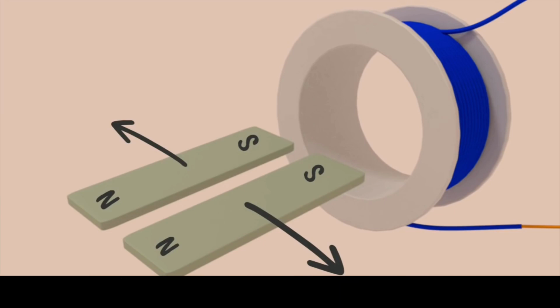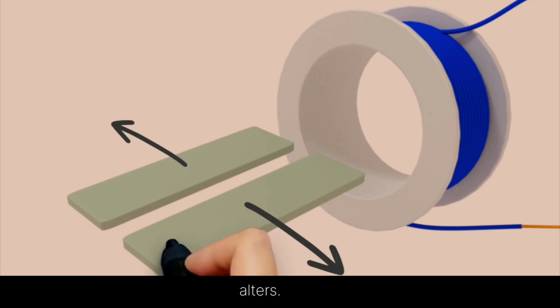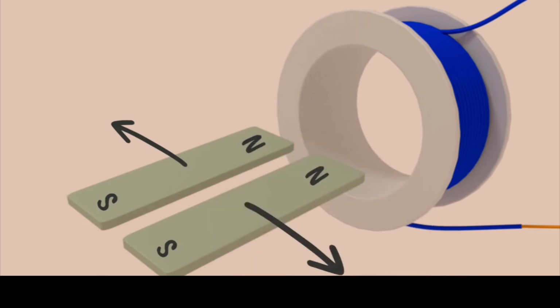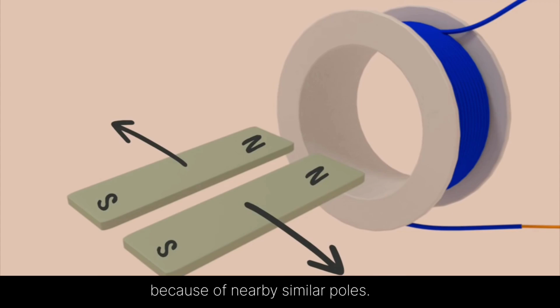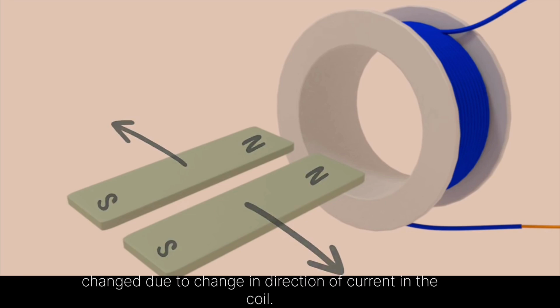If now the polarity of the electromagnet alters, meaning the direction of current in the coil alters, opposite poles will be induced at the ends of both iron pieces. Although in this case the polarity alters, there is still a repulsion force acting on them, because of nearby similar poles. Hence it can be concluded that the direction of the force between the iron pieces is not changed due to a change in the direction of current in the coil.